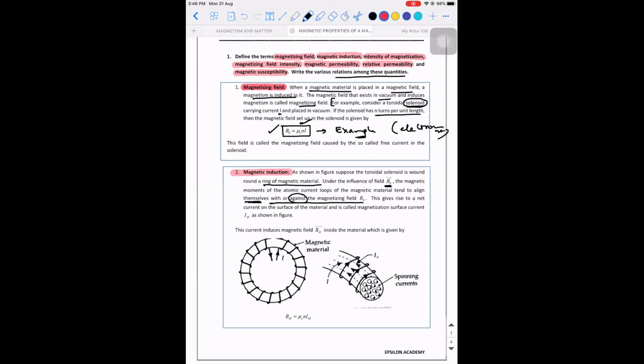So as a result of which, what will happen? This gives rise to a net current on the surface of the material and is called the magnetization surface current, I_M, as shown in the figure. Means there will be a surface current that is going to flow on the material, which is called I_M. So what is the name of this I_M? It's called the magnetization surface current.